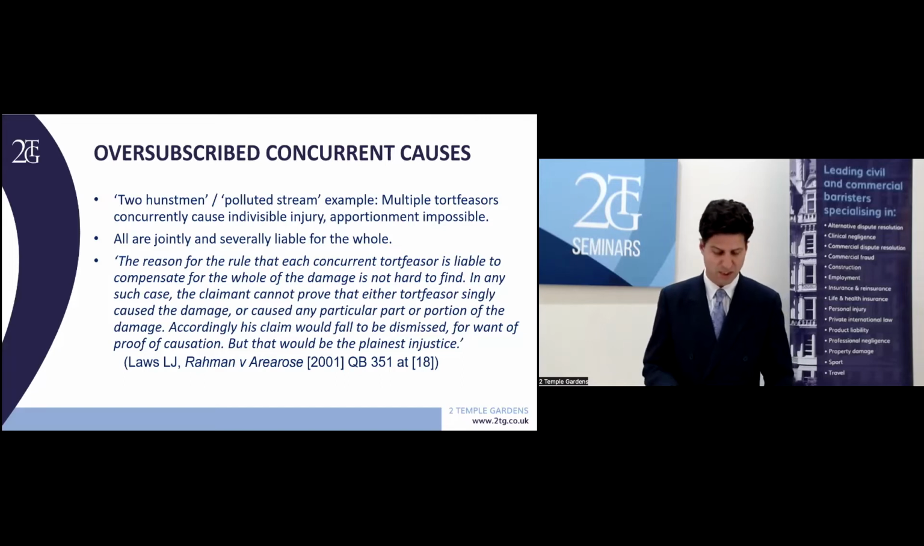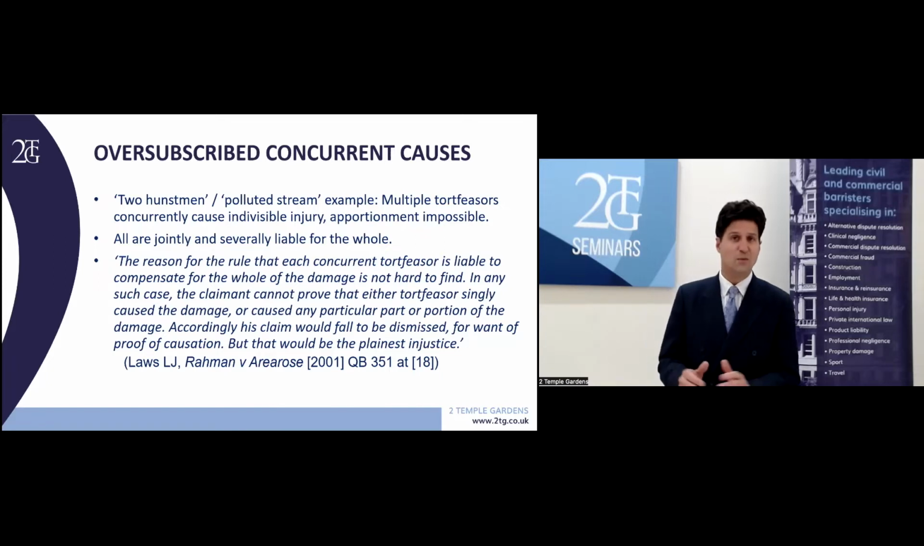Modern science being what it is, I rather prefer the polluted stream example. This was referred to by Lord Justice Laws in the case of Ruckman, to which I refer on the slide. If two defendants each pollute a stream with oil, in some instances it may be possible to say that each has interfered to a separate extent with the plaintiff's rights in the water, and to make some division of the damages on that basis. It is not possible if the oil is ignited and burns the plaintiff's barn.